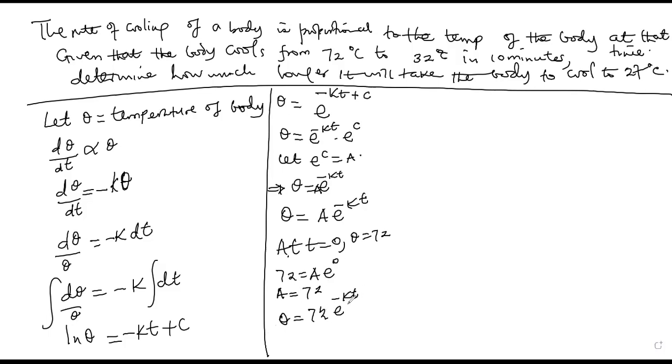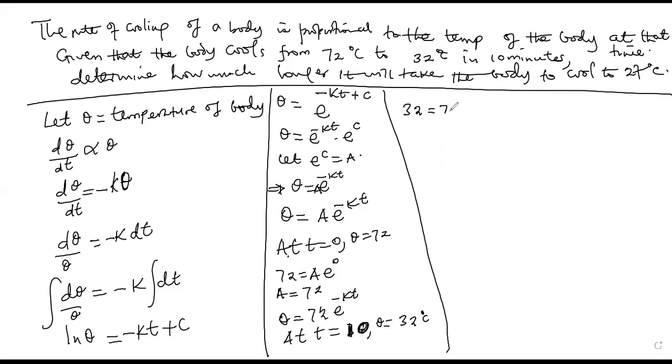Then now we need also K. To get K, we use the second one. In 10 minutes, you have cooled to 32. So at t is 10 minutes, our theta is equal to 32 degrees Celsius. Substitute it there. When you substitute it, we shall have that 32 is equal to 72 times e to the power negative 10K, right? Negative 10K. But we need K.